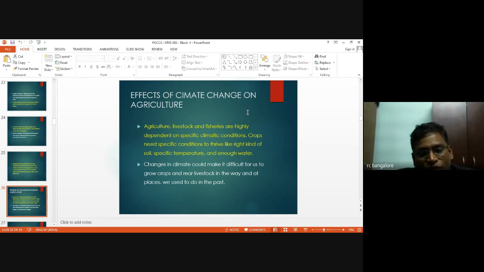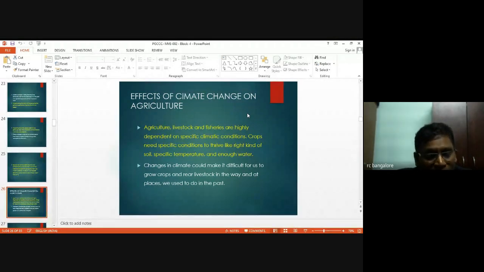Agriculture, livestock and fisheries are highly dependent on specific climate conditions. See, why is there a climate change effect on agriculture, livestock and fishery? Any particular crop is suited to a particular place. It doesn't mean that all crops are grown effectively or productively in all places, because the climate conditions in different locations are different. So accordingly, the plants which grow there also differ.